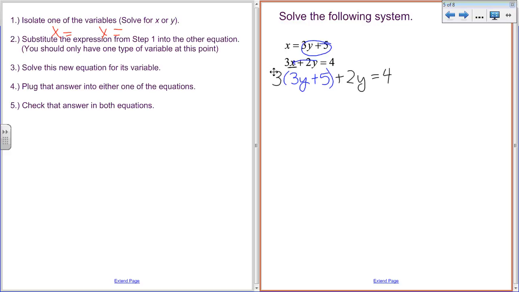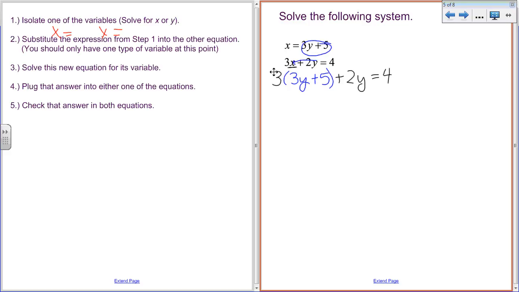Notice our little reminder here was, I know I've done my substitution the right way if I only have one type of variable, which means I have all x or all y in the equation. Is that what I have here at this point? Do I have all y's? Yes. You're still going to have probably 2 variables, but they need to be the same type. So now I can go through and solve this.